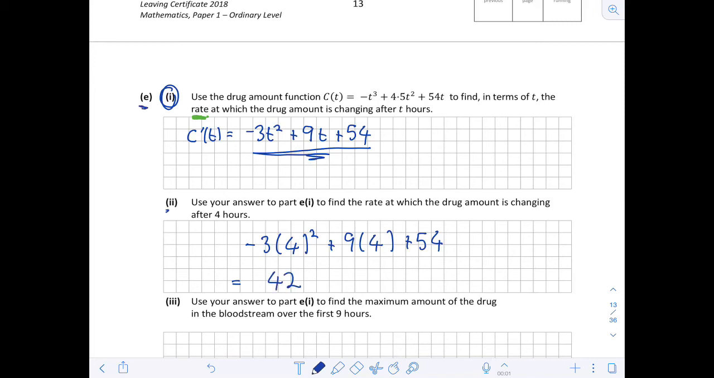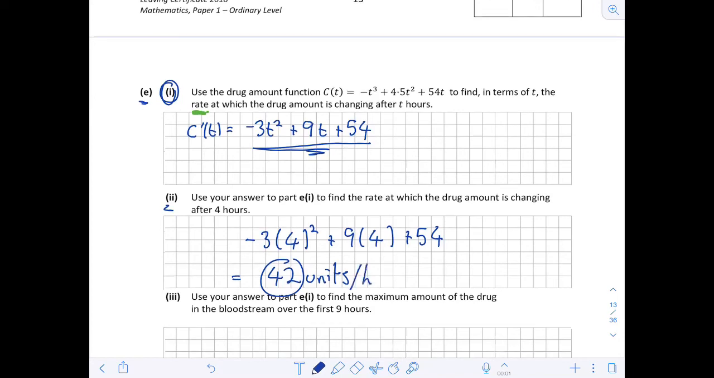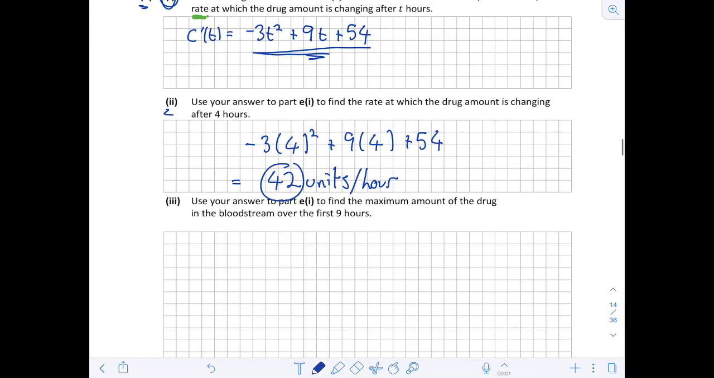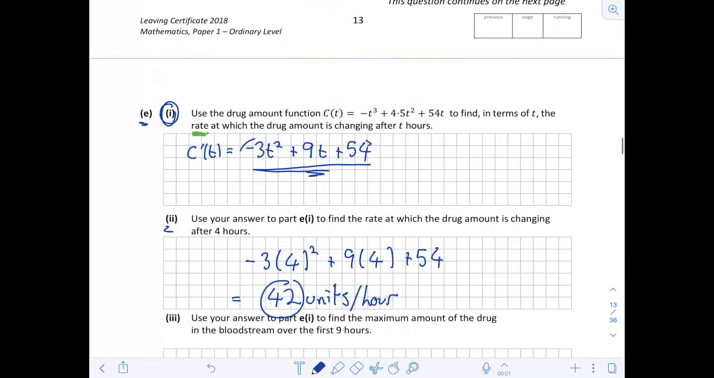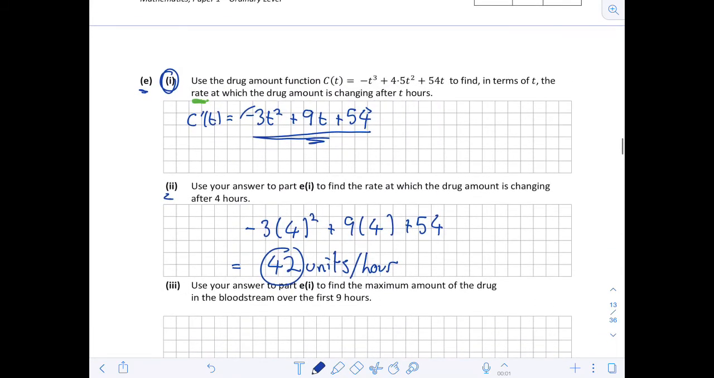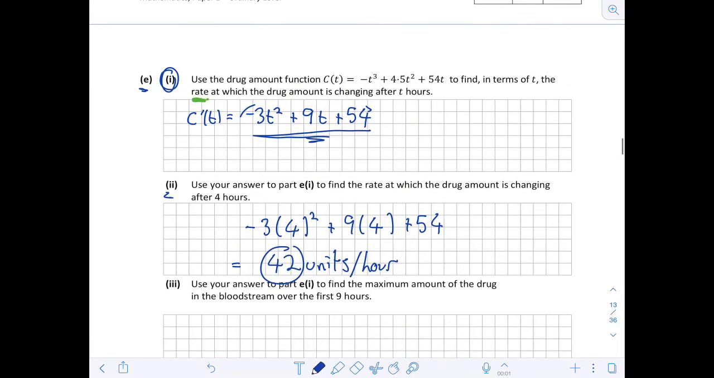So E part 2, the answer is going to be 42, and that's in units, is it? The rate units, units per hour. So that's the rate at which it's changing, 42 units per hour. Okay, so now let's take a look at part 3 here, E part 3.